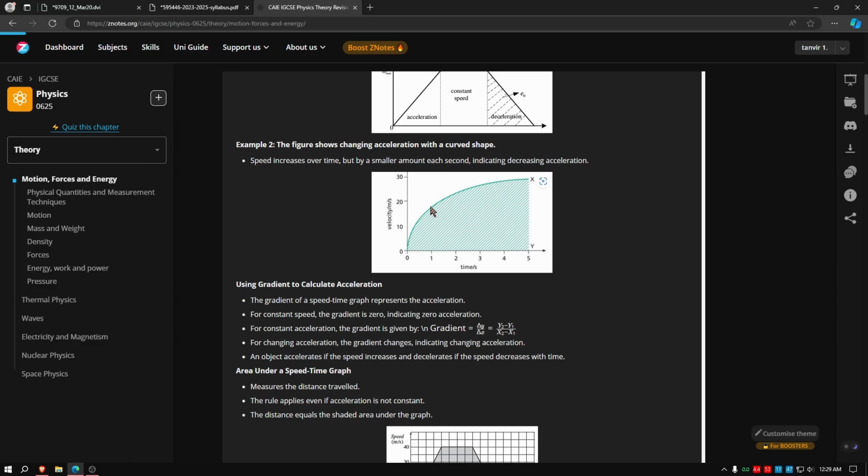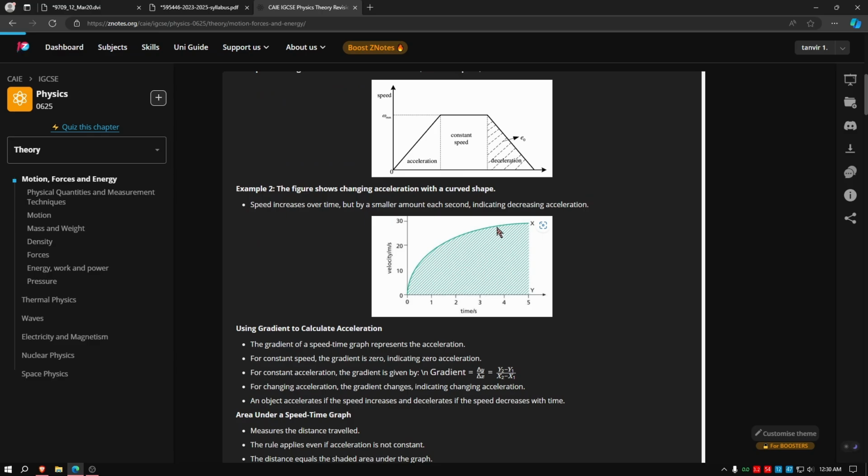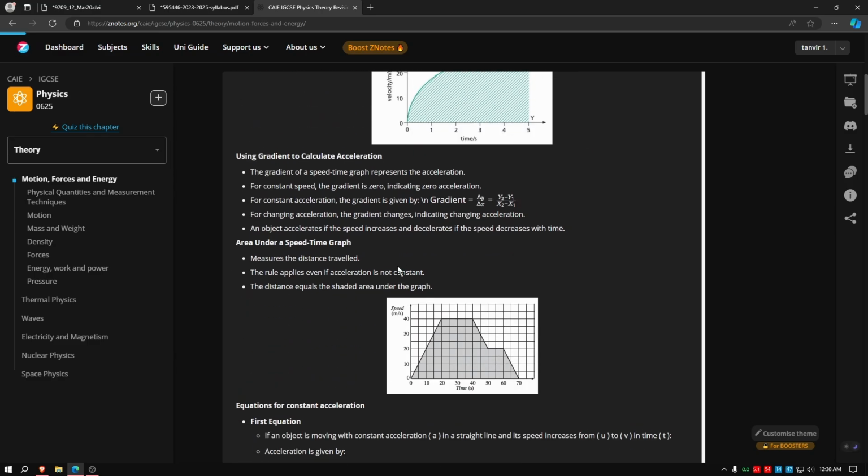So you need to know how to calculate the gradient by now. And yeah, the gradient of a speed time graph gives acceleration, right? Why? Because basically it is calculating the change of velocity with the change in time. So del y by del x. For constant speed, the gradient is 0. Constant speed will mean basically a flat line, so the gradient will be 0. For changing acceleration, the gradient changes, indicating changing acceleration. So as you can see, the points change, right? The gradient is changing here.